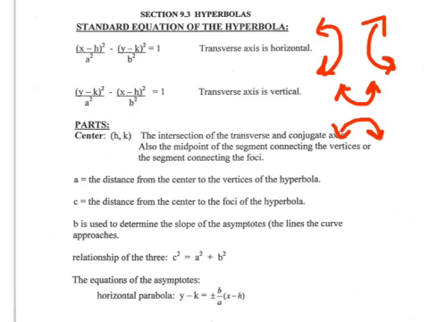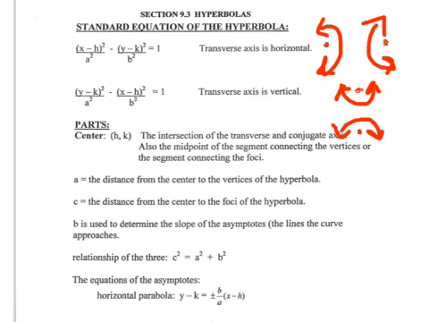The foci of a hyperbola will exist on the outsides of your hyperbola. So the same as when we graph a normal parabola, your parabola is always eating your focus. Here, your hyperbola is always eating your foci.